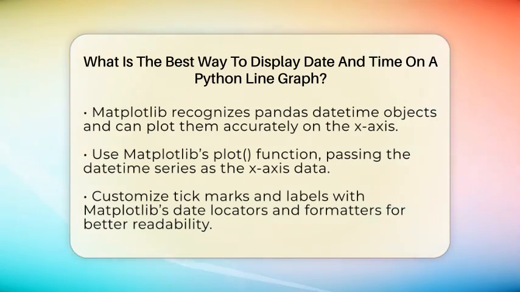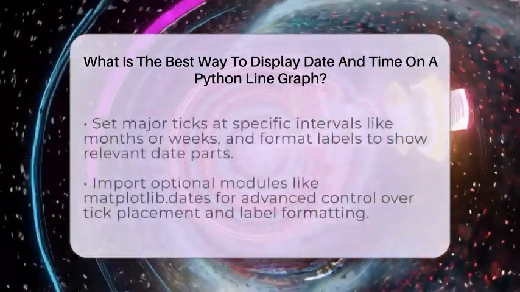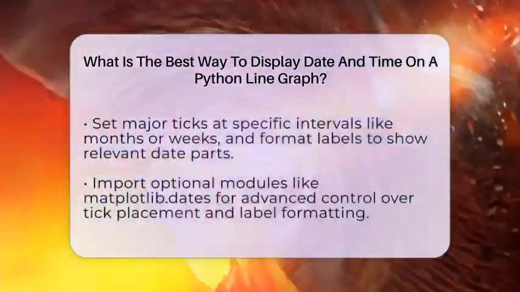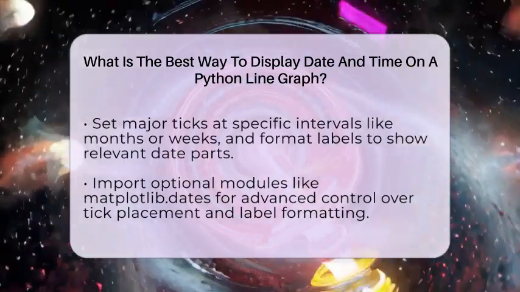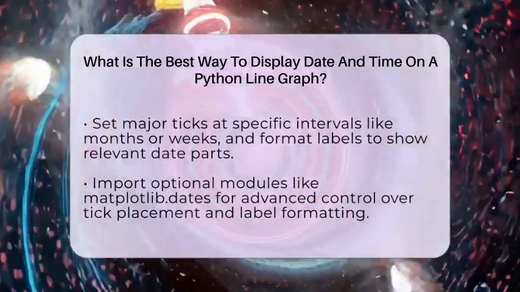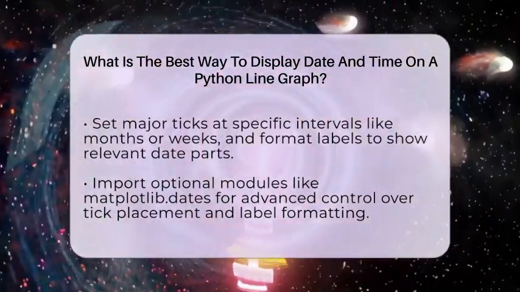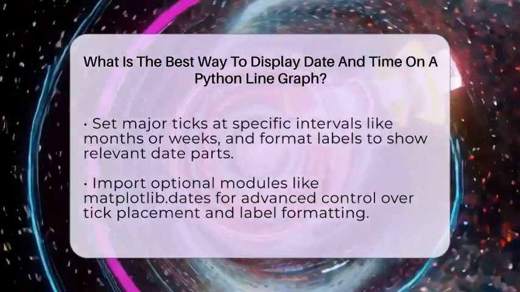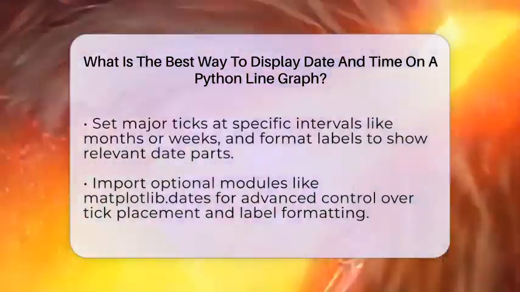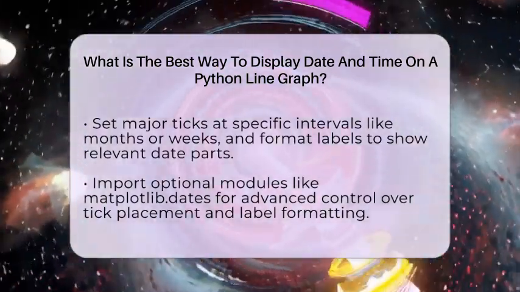Here is a typical workflow. Import pandas as pd, import matplotlib.pyplot as plt, and optionally import matplotlib.dates as mdates for advanced formatting. Load your data into a pandas DataFrame, then convert your date column to datetime with pd.to_datetime. Plot your data with plt.plot or ax.plot, passing the datetime data on the x-axis. Adjust the figure size and layout for clarity.